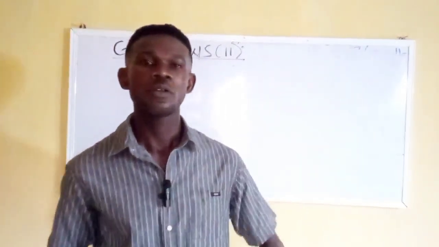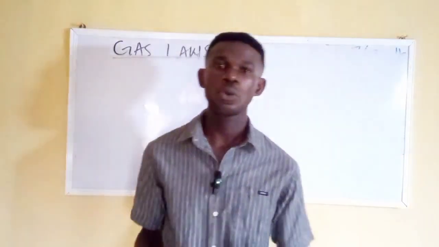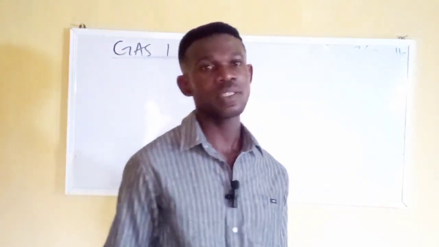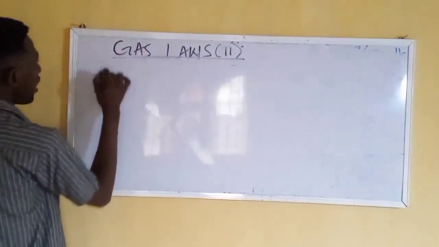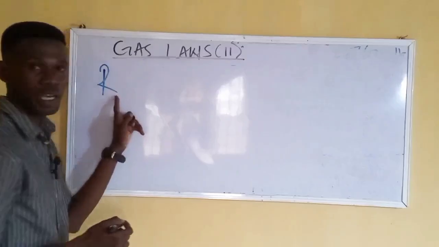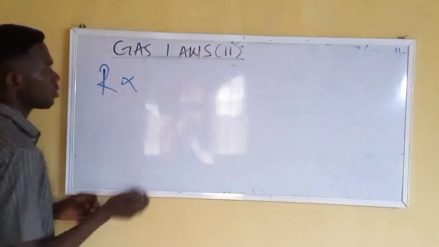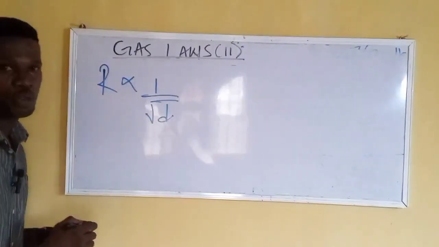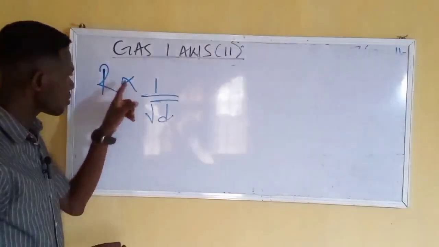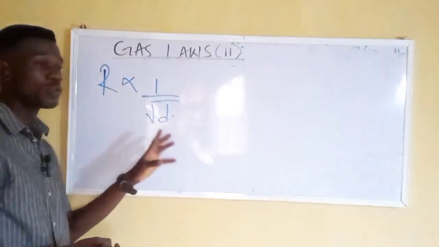So, Graham's law of diffusion states that the rate of diffusion of a gas is inversely proportional to the square root of its density. So mathematically, if you are to represent this statement, this will be written as R, which is regarded as the rate of diffusion, is inversely proportional to the square root of its density. So this is how it is represented.